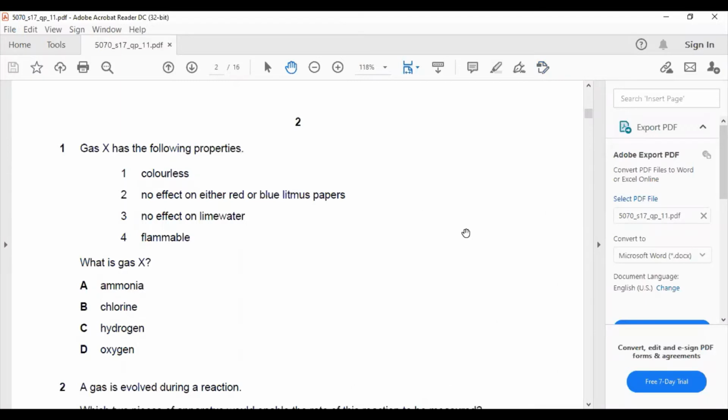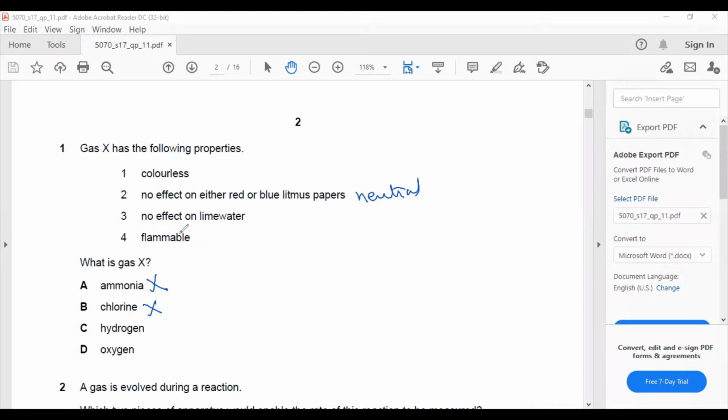Gas X has the following properties: colorless, has no effect on either blue litmus or red litmus. It means it's a neutral gas. Okay, it's neutral. Means ammonia is wrong because it's basic. Chlorine is wrong because it bleaches. No effect on lime water means not carbon dioxide.